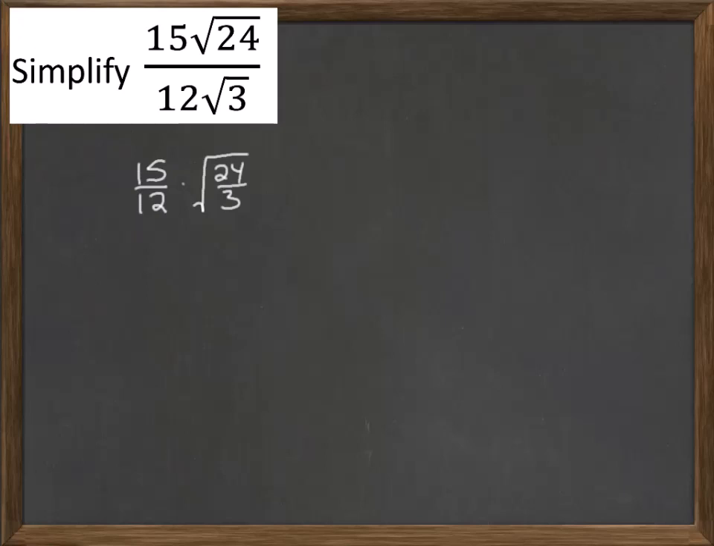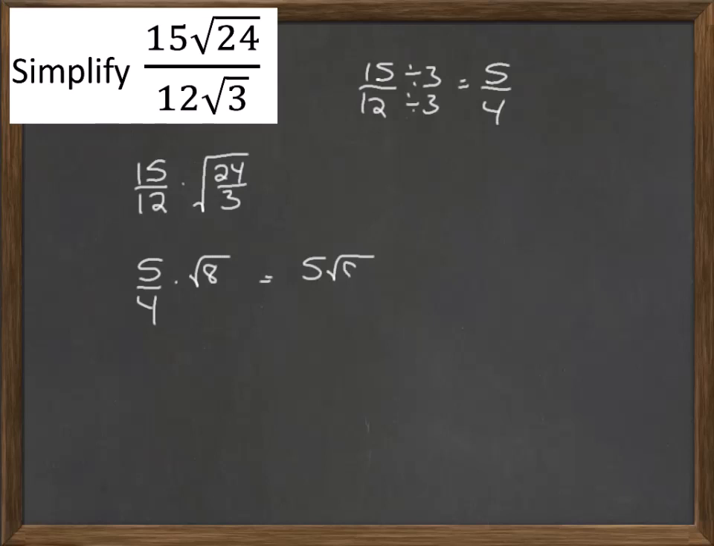So notice 15 over 12, that's just a fraction that we can definitely reduce. 3 goes into 15, and 3 goes into 12. 15 divided by 3 is 5. 12 divided by 3 is 4. So already, without messing with the radical, we can just reduce that part of the fraction. Now let's look at the square root of 24 over 3. Well, 24 over 3 is just 8. So you could write this even more simply as 5 square roots of 8 divided by 4. However, as you remember from a previous video, we can simplify even further the square root of 8.